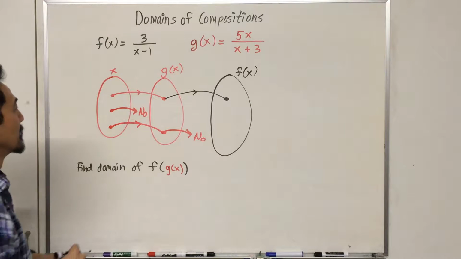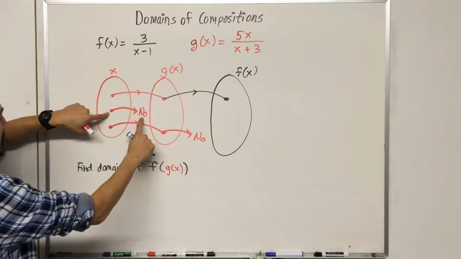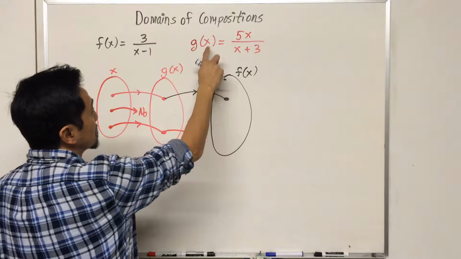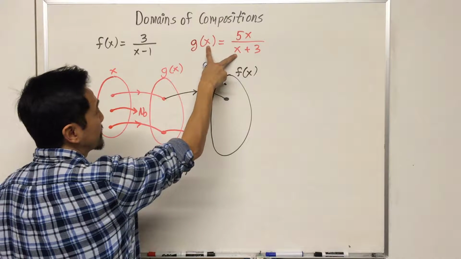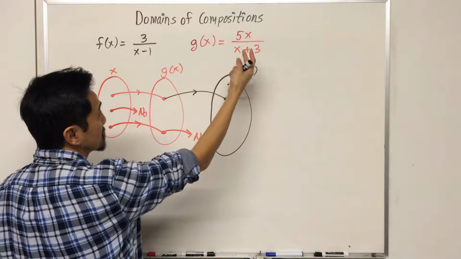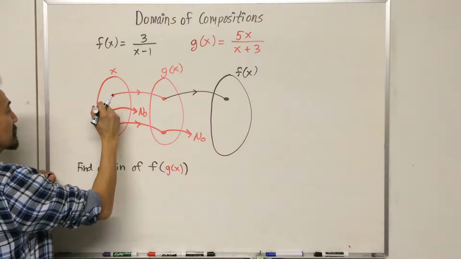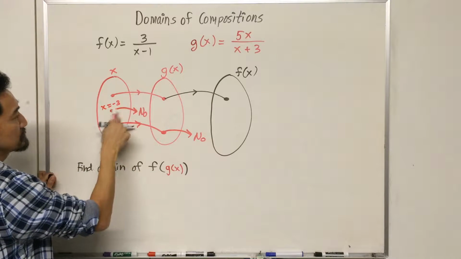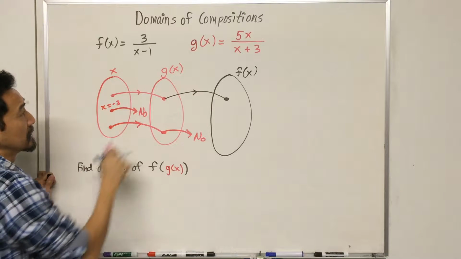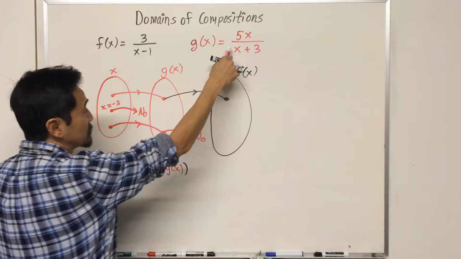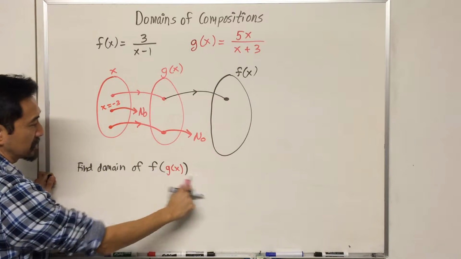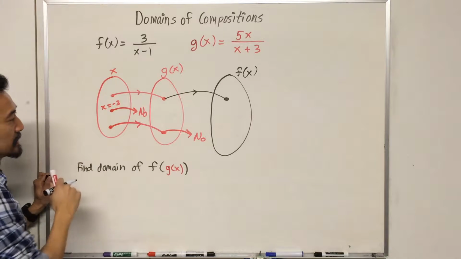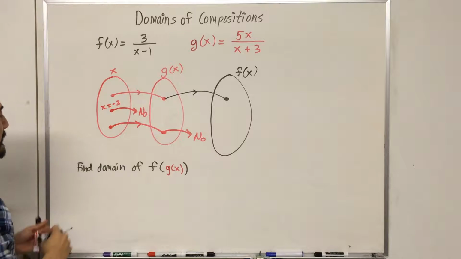So, let's begin. Are there any numbers that won't even get you into g? Well, let's look at g. Is there an x here in red that you cannot plug in? And the answer is what? -3, correct? So if you plug in -3 into the red function, you're going to get an undefined output. So -3 does not lie in the domain of g, therefore it does not lie in the domain of the composition. So far we're saying that x cannot be -3, right?